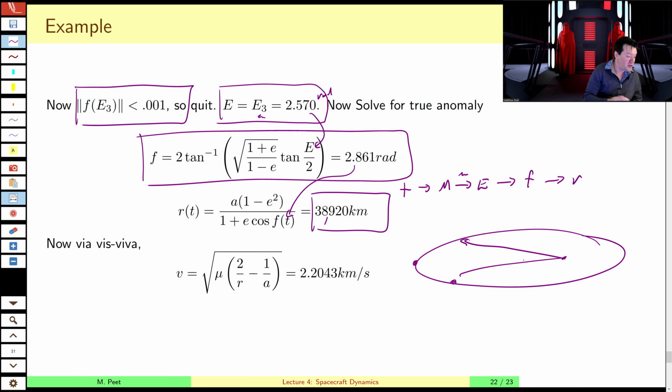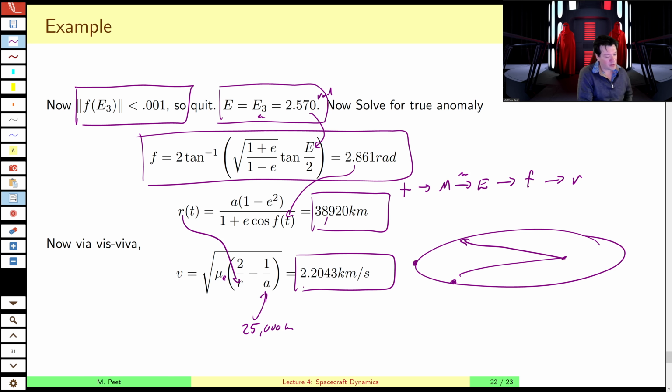We can now figure out the velocity just plugging r into this vis viva equation, right? We already had a, that was from the previous slide. I forget, what was it? 25,000 kilometers. And we plug it into vis viva, mu of the Earth, and we get a velocity of 2.2 kilometers per second. So a relatively slow-moving orbit at that point. I bet if we calculated velocity here, it would be much faster, but we're not. So we figured out exactly where we're going to be in this orbit.